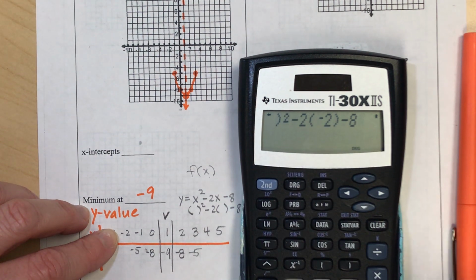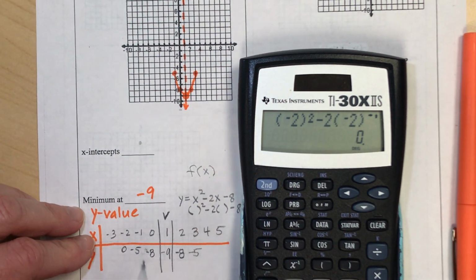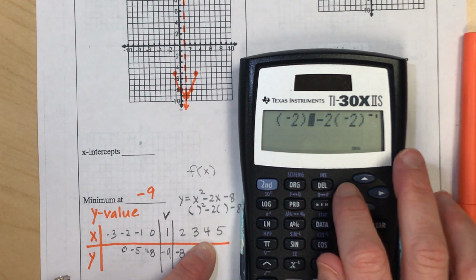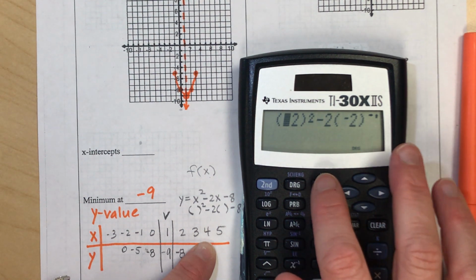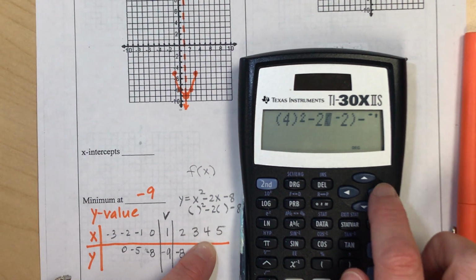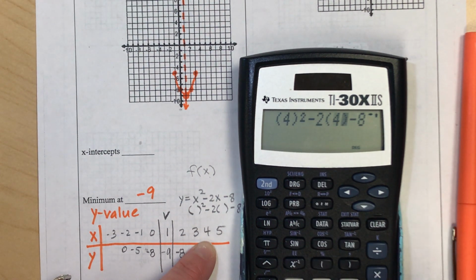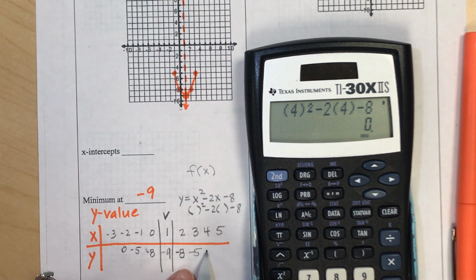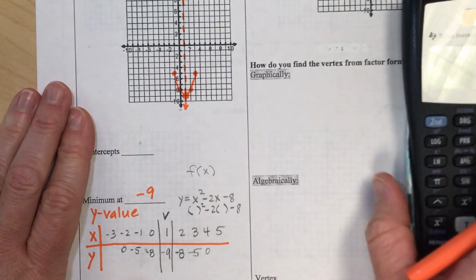So I plugged in -2 and I got 0. And I should have the same thing when I input 4. So now I'm going to show you again. I'm going to delete that negative sign. So I'm going to hit the delete on the negative and change that 2 to be a 4. Again, delete that negative and change that to be a 4. And I'm going to hit enter. Oh, I got 0 again. See, it's perfectly symmetric about that line.